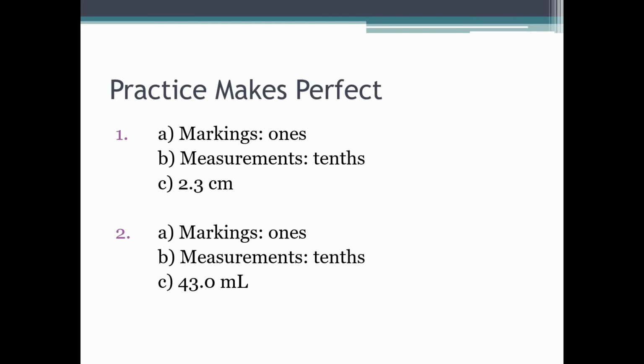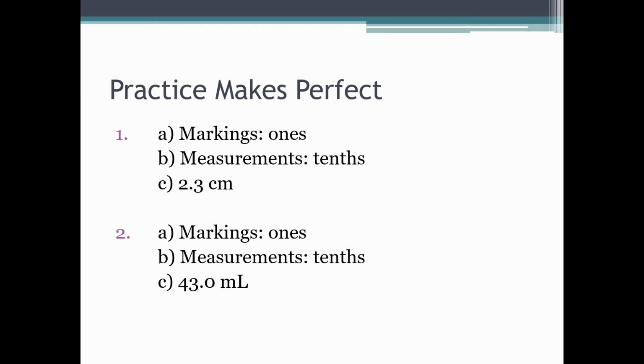Again, for the first one, I put 2.3, but since that last space is an approximation, you could have said 2.1 or 2.6. As long as it's 2 point something centimeters, always remember your units, you're gonna be fine. And in number 2 with the graduated cylinder, again, that last space is an approximation. I thought it looked like it went exactly to the mark, so I said 43.0. If you think it went a little bit farther, you could have said 43.2 or 43.1. That's fine too. The last space could be different between our answers because it's an estimate.